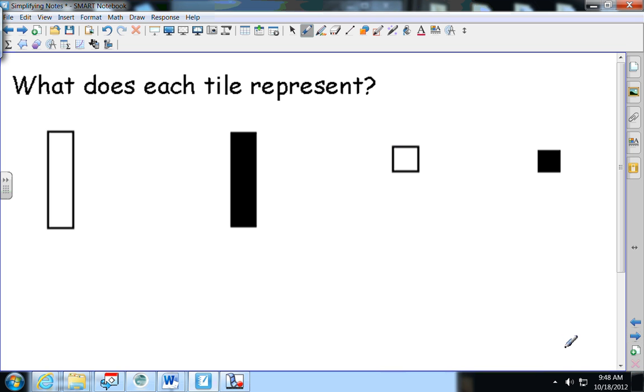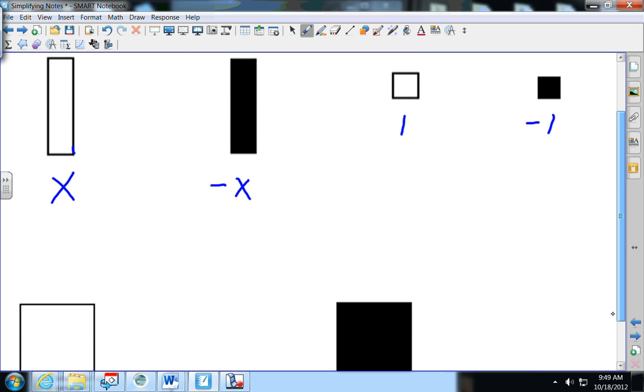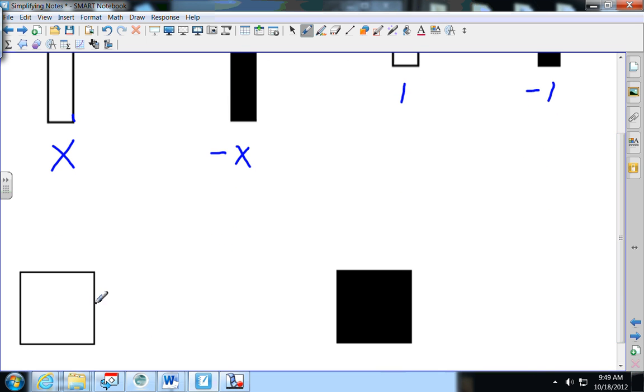What does each one of these tiles represent? Well, this long rectangle is going to be x. The colored-in one is going to be negative x. We have a 1 and a negative 1. We've used these before. Down here, we have the squares. We have x squared and negative x squared, which we'll use with the big blocks.